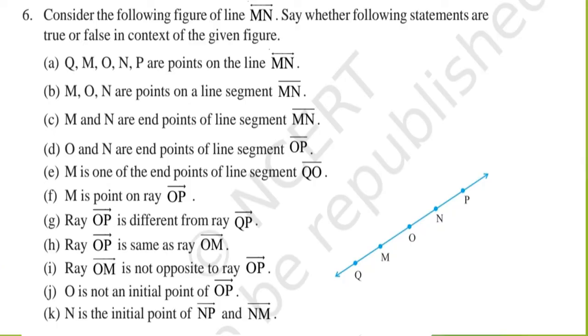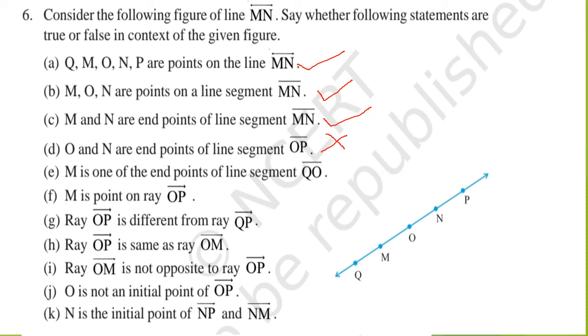Consider the following figure of line MN. Say whether the following statements are true or false. Q, M, O, N, P are points on the line MN. True. M, O, N are points on a line segment MN. True. M and N are endpoints of line segment MN. True. O and N are endpoints of line segment OP.